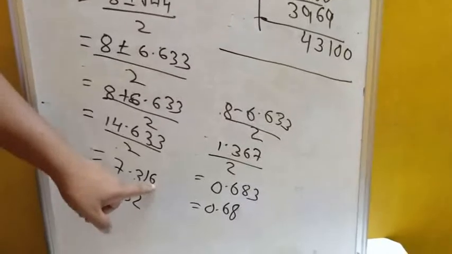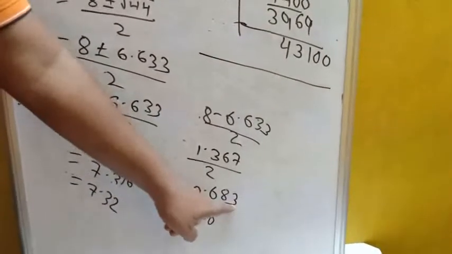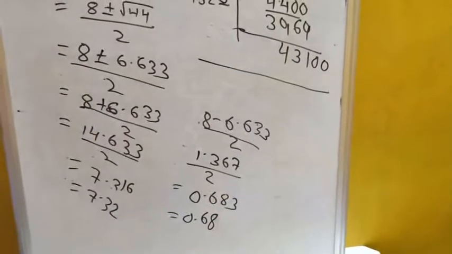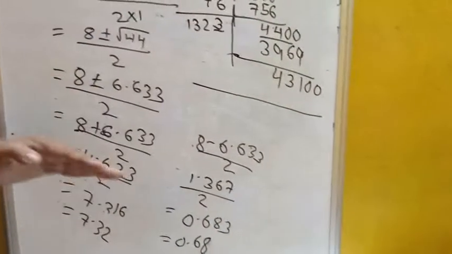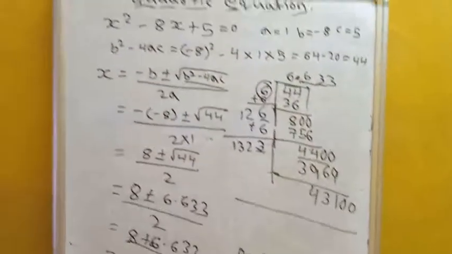So here 6 is there, so I made it 2. Here 8, here 3 is there, so I made it 8 only. Why? Because after 5 or above 5, you can make it 0. Sorry, increase the number only.